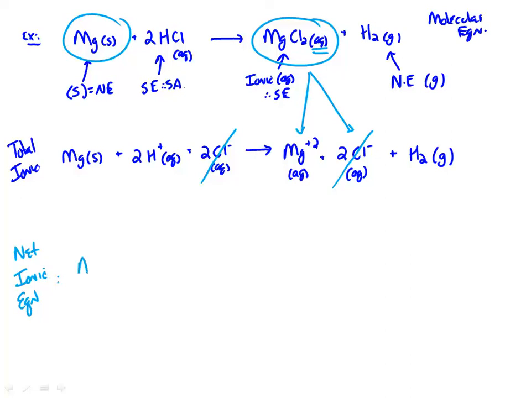So my net ionic equation is then magnesium solid plus 2 hydrogen ions react together to form magnesium 2+ aqueous plus hydrogen gas. What this is saying is that magnesium reacts with hydrogen ions. It doesn't react with chloride ions. And this says that hydrogen doesn't tend to react with chloride ions when they're in solution. They're happy being by themselves, but hydrogen will react with magnesium.